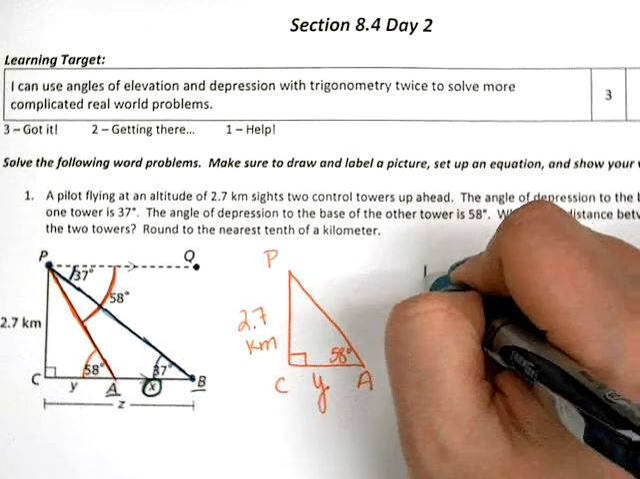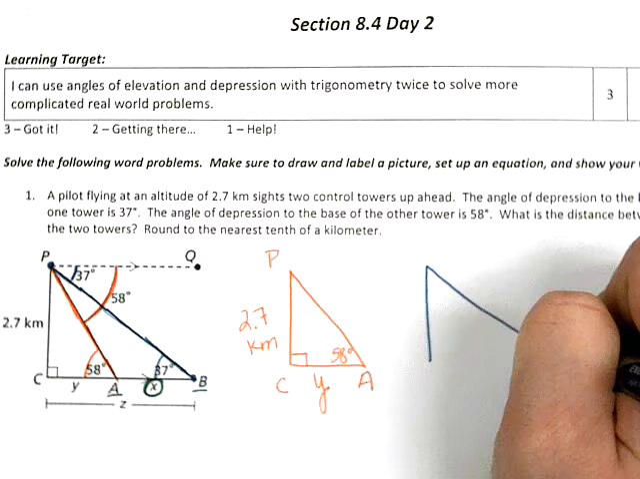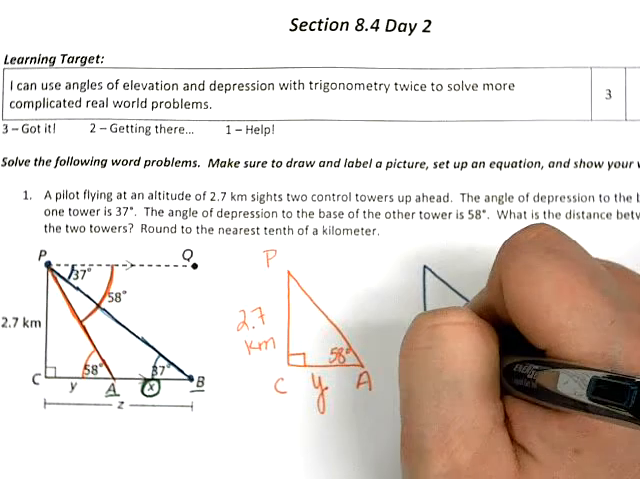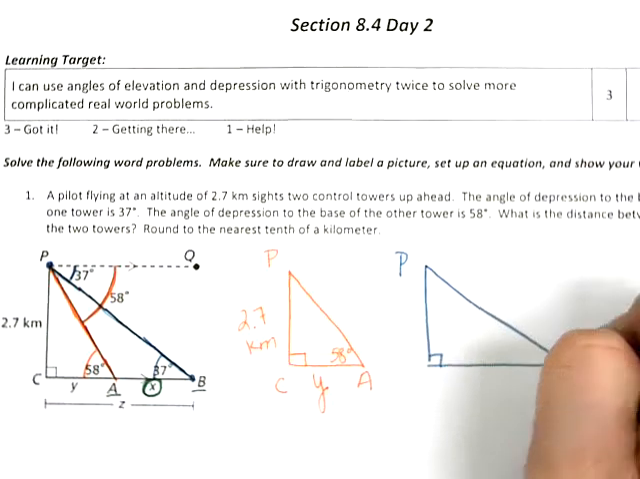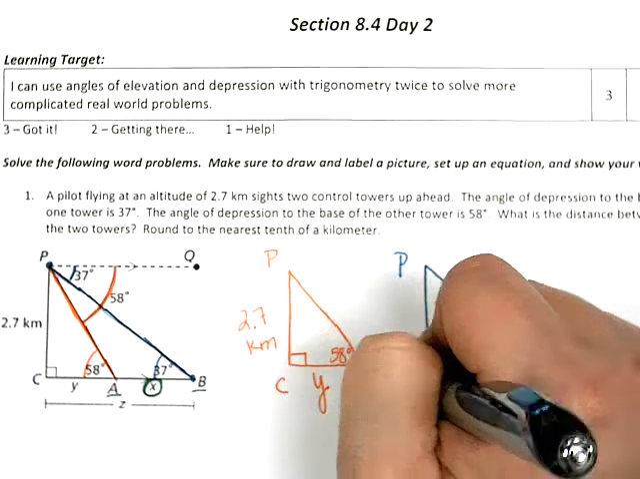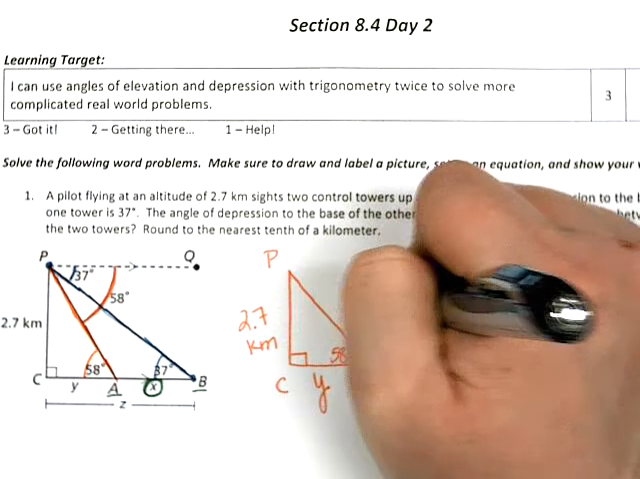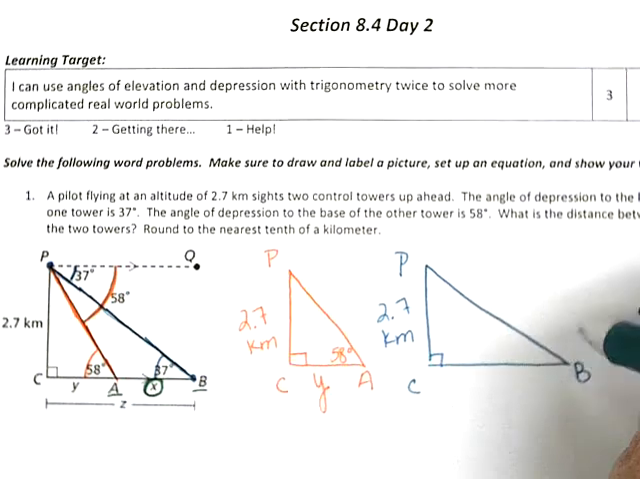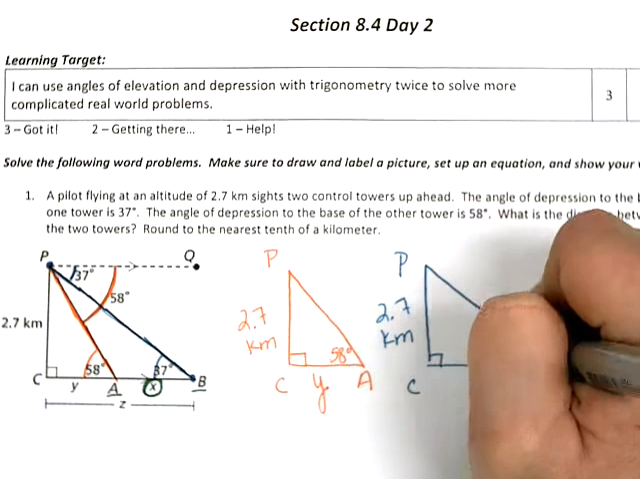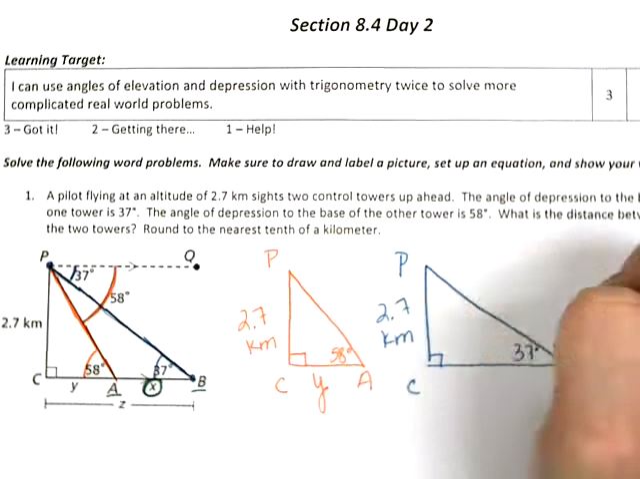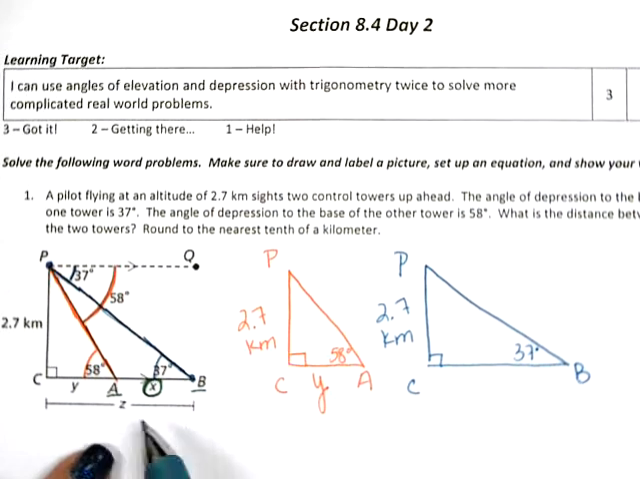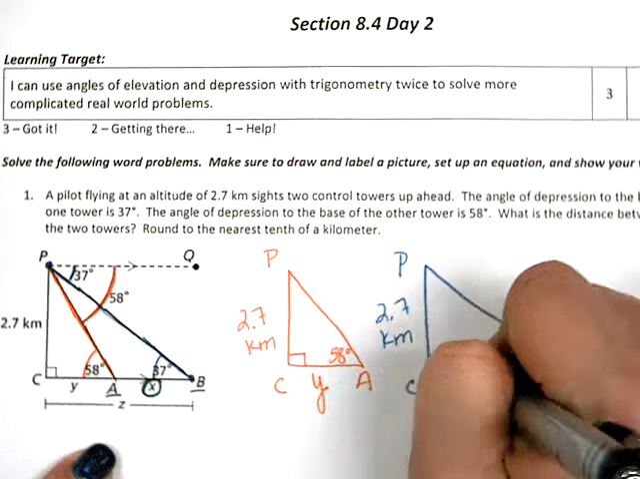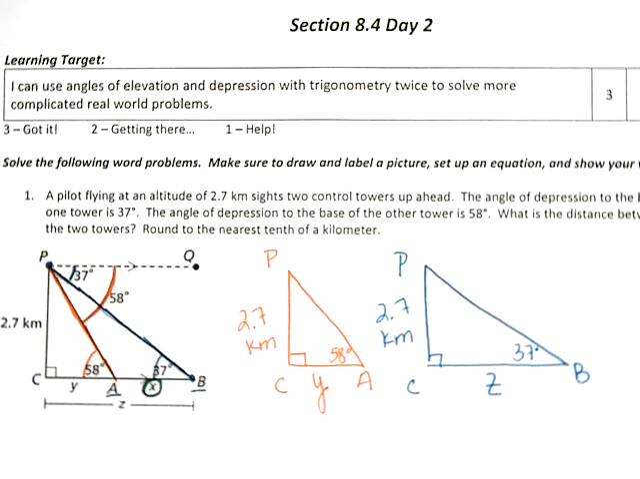And then I have another right triangle, which is a bigger one. And here's my airplane. This is to go to tower B. So again, we know the height is 2.7 kilometers. This one, we know that the angle is actually 37 degrees. And this distance here they gave us was z. Which means looking at those two triangles, we can do exactly what we were doing yesterday, or today in class if you're watching this in class, and we can solve for y and z.